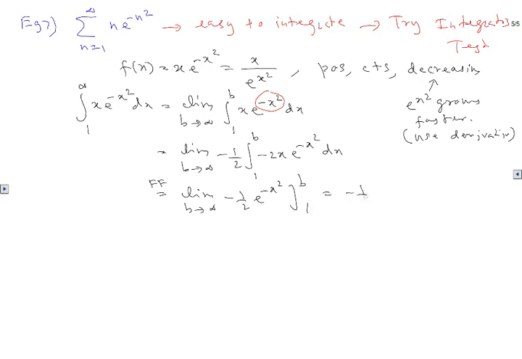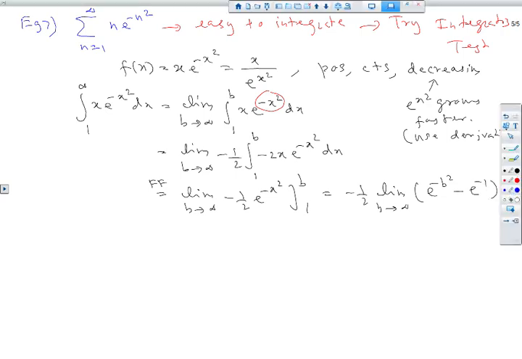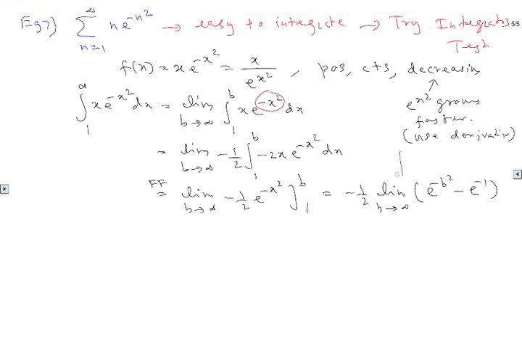So it's negative 1/2, the limit as b goes to infinity. If you plug in b, you're going to get e to the negative b squared minus e to the minus 1. That's what you get. And we know that the exponential graph looks like that, which means when b goes to infinity, this goes to 0. So that term goes to 0.